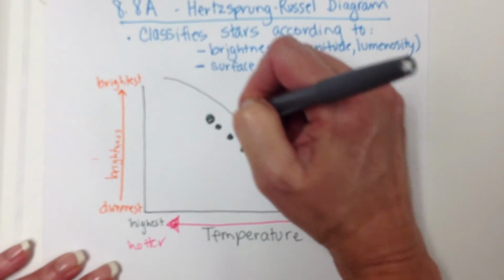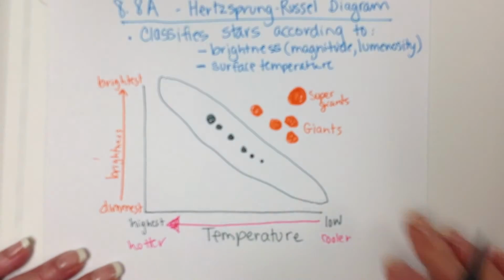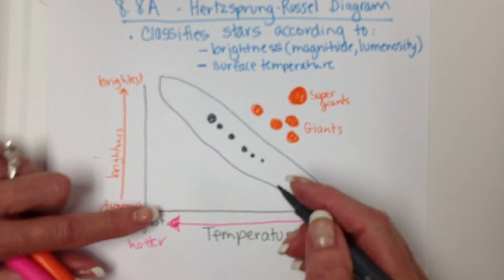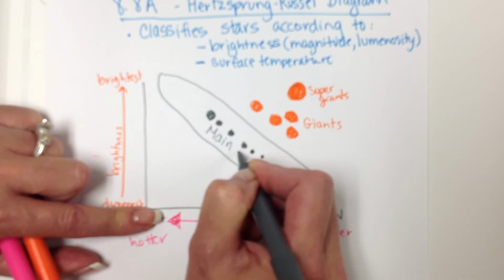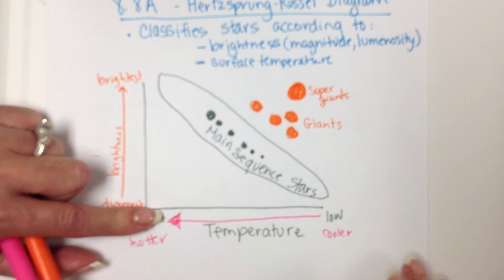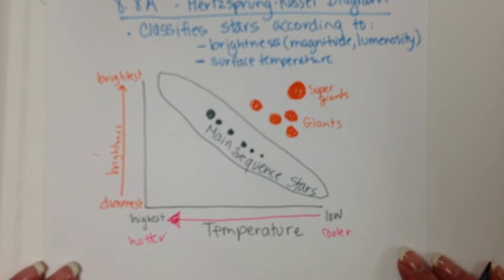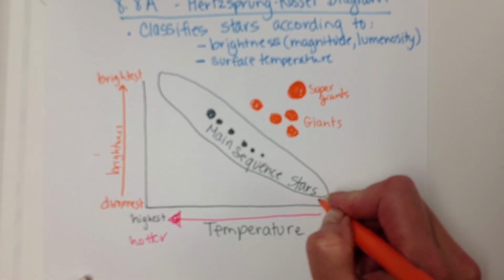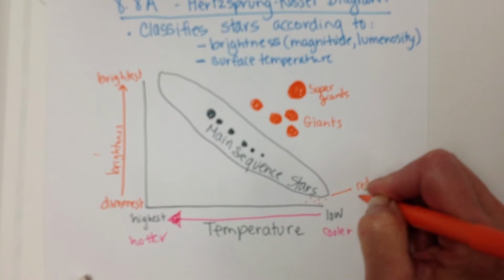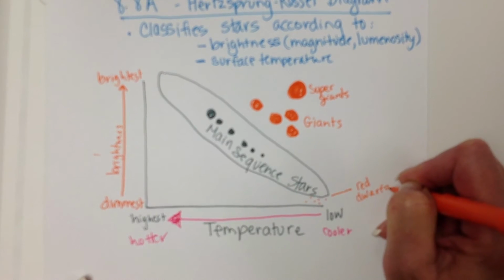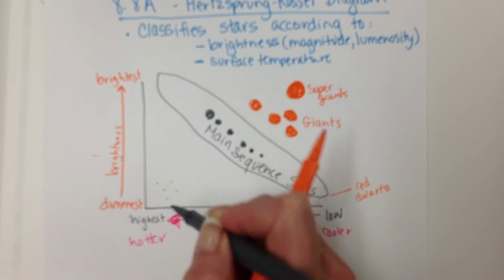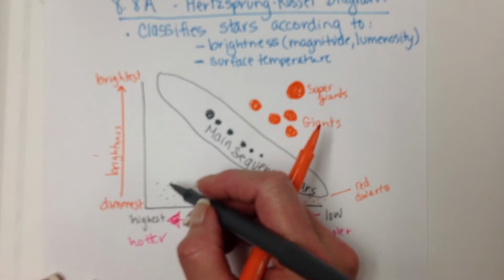These are along this area in here, which runs from the left top to the right bottom. These are the main sequence stars. These are actually the stars that are, so to say, living. Way down here somewhere we have what's called red dwarfs. And then somewhere way over here, we're going to have very hot, yet dim stars. These are our white dwarfs.